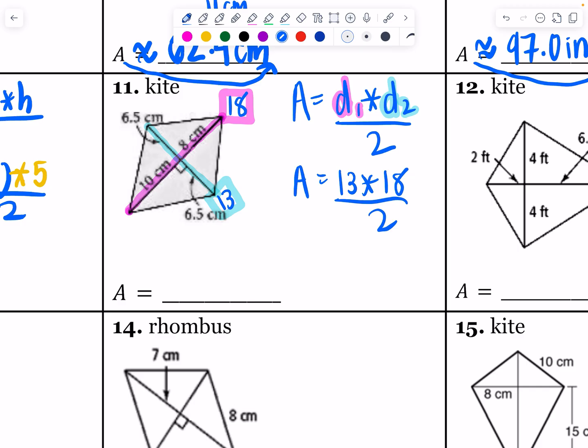So 13 times 18 is 234. Divided by 2 is 117. Since this is area, that's going to be centimeters squared. Remember, area is always going to be units squared.